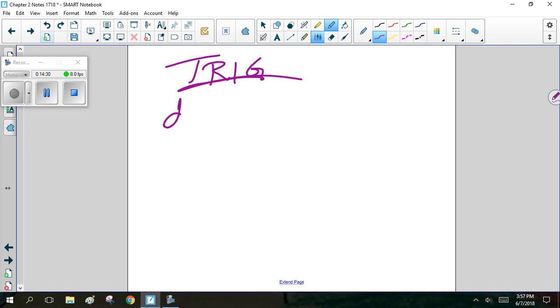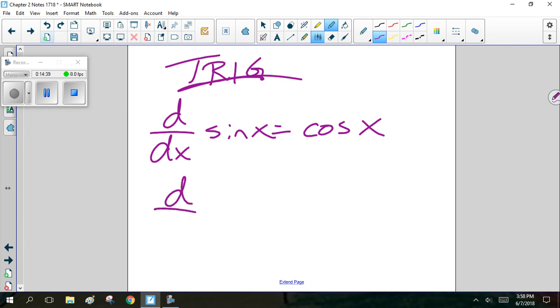So it turns out that the derivative with respect to x of sine of x is simply cosine of x. And the derivative with respect to x of cosine of x is negative sine of x. All right? So again, you'll learn more about this in math class. For now, you just need to know those. Okay? Cool.